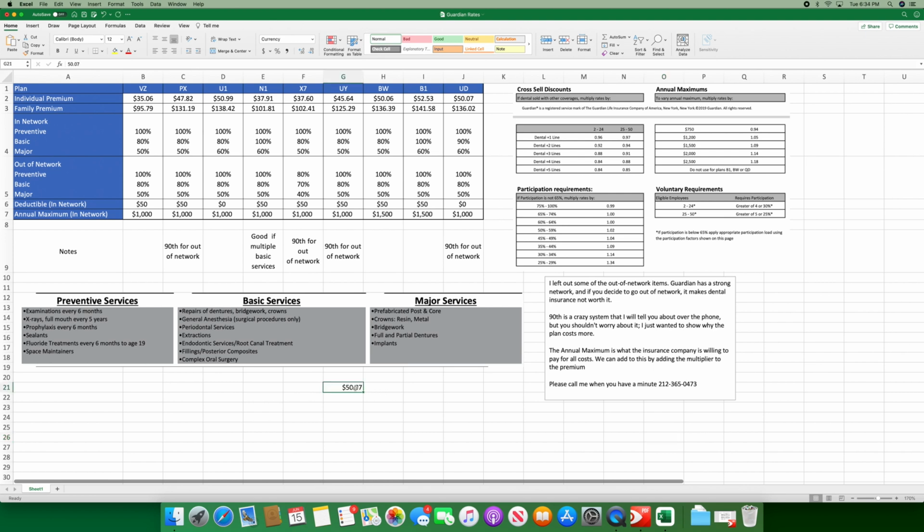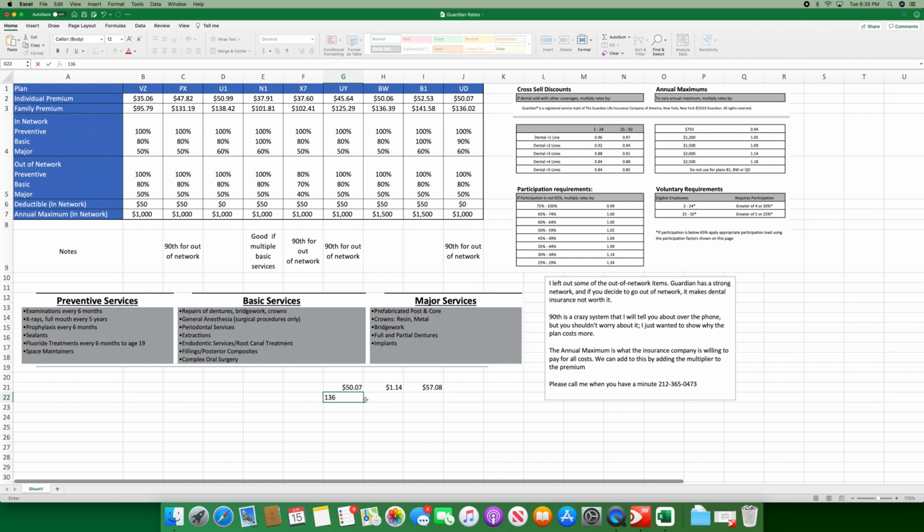Here you can see that we have the $50.07 premium. And let's say we want to bump up the annual maximum to $2,000, which is going to have a multiplier of 1.14, adding 14%. So we'll put our multiplier here, and then our monthly premium is going to be the $50 times our multiplier. So our premium is going to increase to $57.08. This is not that big of a deal for an individual because you're only paying an extra $7. But let's try it out with a family.